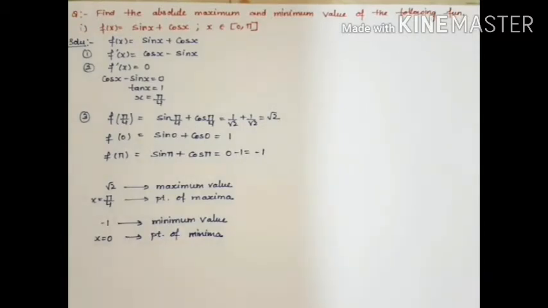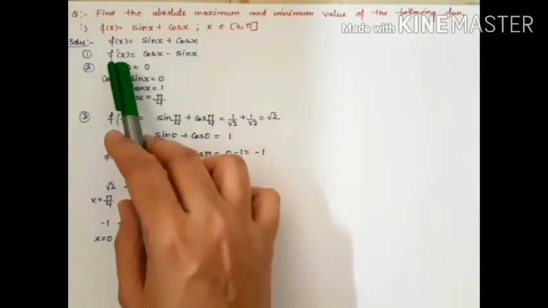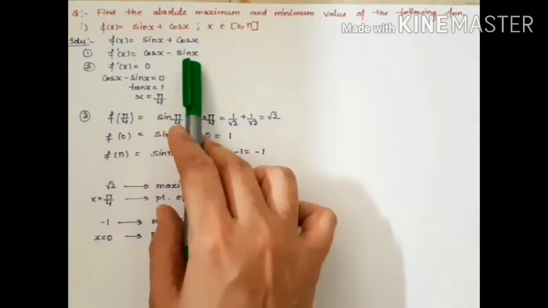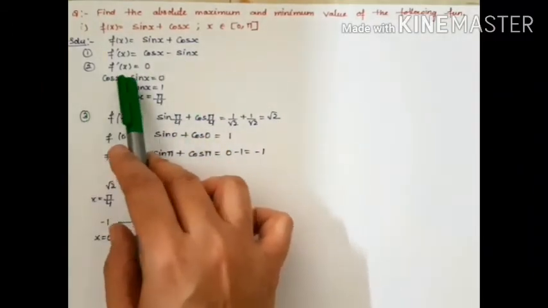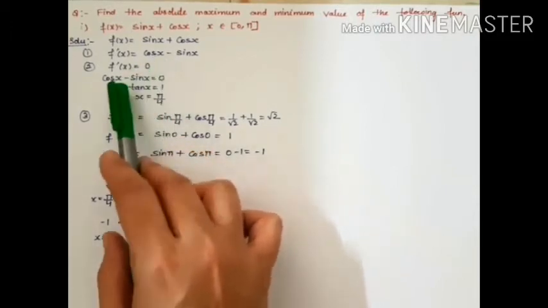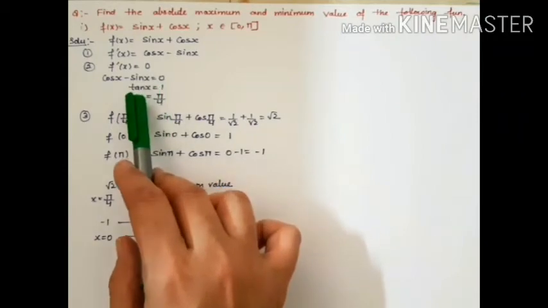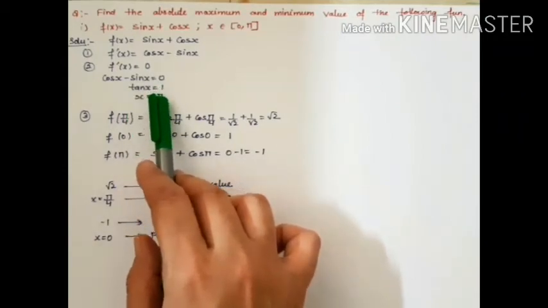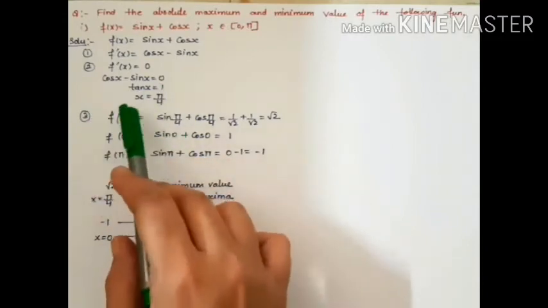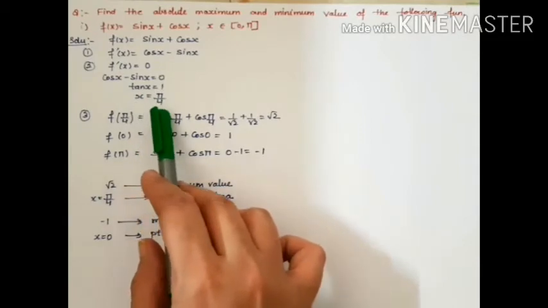What was the first step? We will take the derivative of the given function. So f dash x is equal to cos x minus sin x. Step number 2, put it equal to 0 to get all the critical points, which in this case I am getting as cos x minus sin x is equal to 0, means tan x is equal to 1. You can take cos x to the other side, and if you simplify, this will come out to be tan x is equal to 1, which means x is equal to pi by 4.